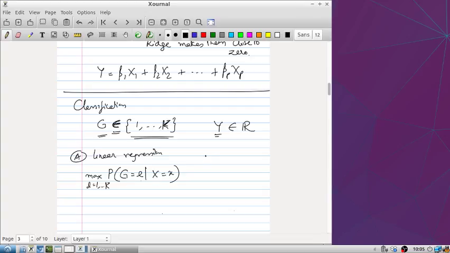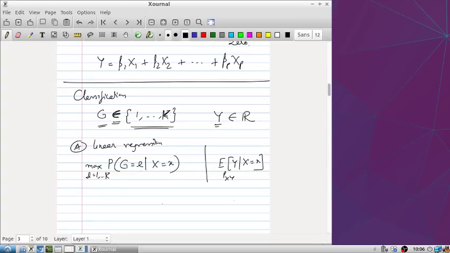Remember there was this equivalent thing on the regression side with the expectation of y given x equal to x. This depends on the distribution p of x comma y. This also depends on the distribution of G and X, in fact the conditional distribution of G given X. Any confusion? Are you guys lost? No.